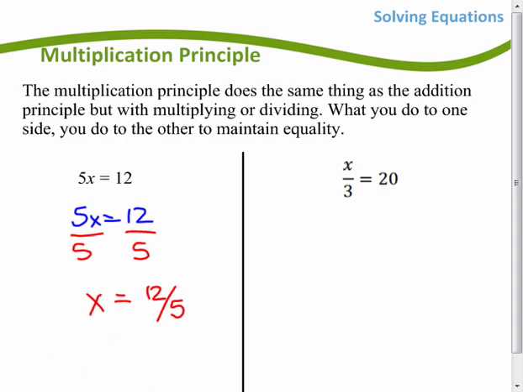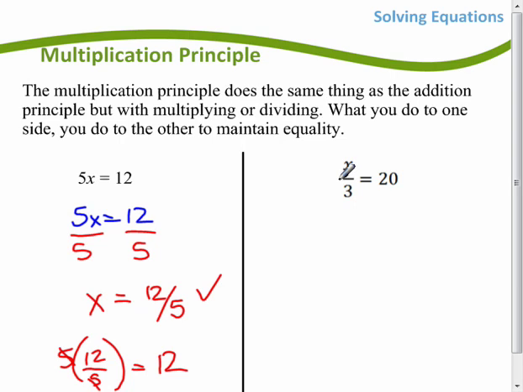Let me erase that, and I'll check this one. 5 times whatever x is, 12/5 I'm saying, is equal to 12. 5 divided by 5 is 1, so 1 times 12 is 12. 12 is equal to 12. My answer checks out. This one here, in this case, I'm dividing by 3.